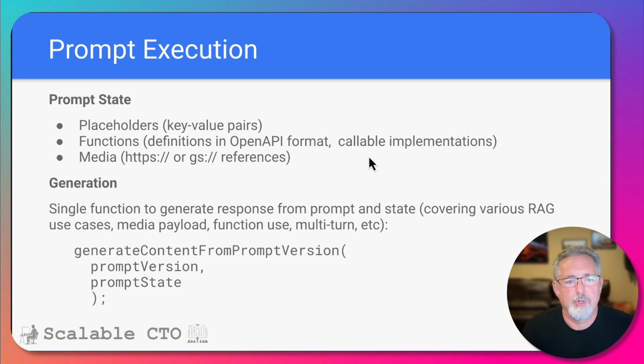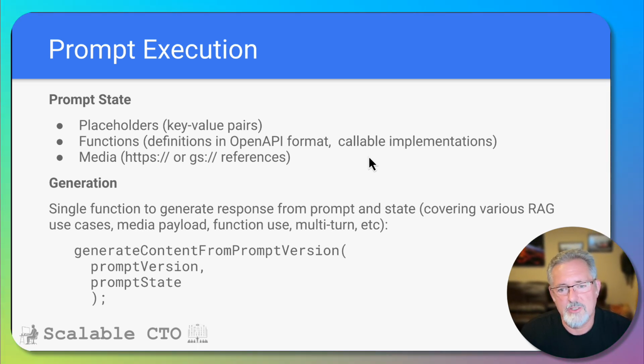The way we execute the prompts is we have a prompt state. This is an object that we create that has the placeholders. These are all the key value pairs that are going to be replaced in the prompt itself. So all the things that we inject into the prompt, things that are part of our RAG implementation. Any functions that the prompt uses, if we're doing function usage by the prompt, that's going to be the definitions of the functions in OpenAPI format, and also callable implementations, typically with a closure around it, so you have the right context to be able to call those functions on behalf of the user and the context that they're in.